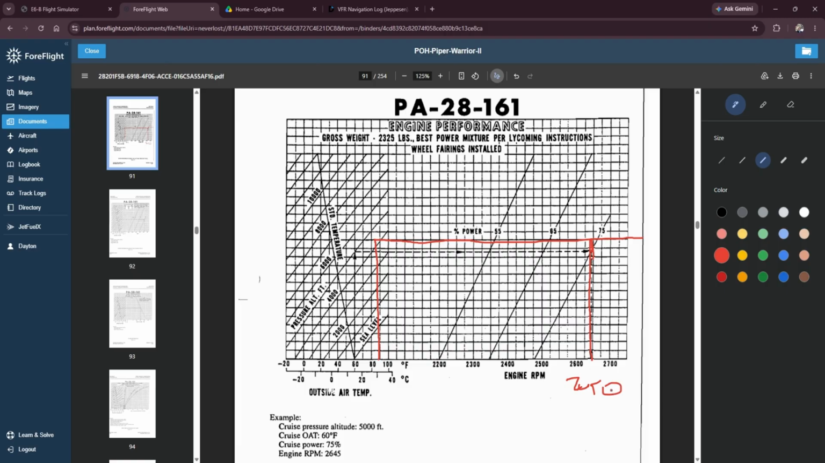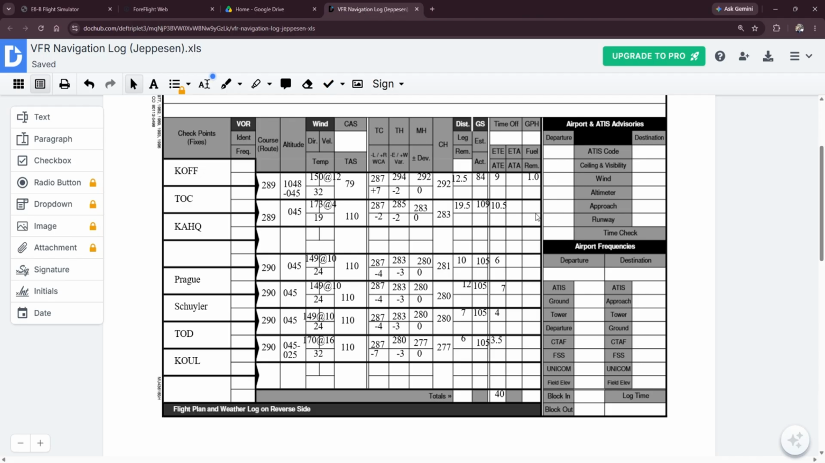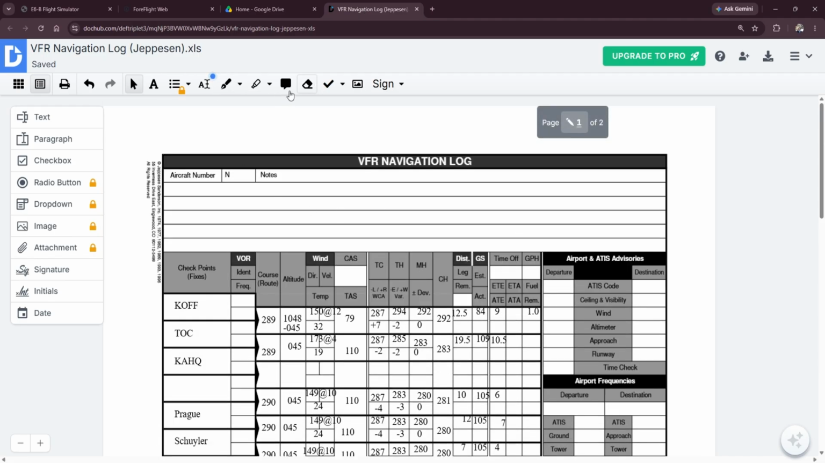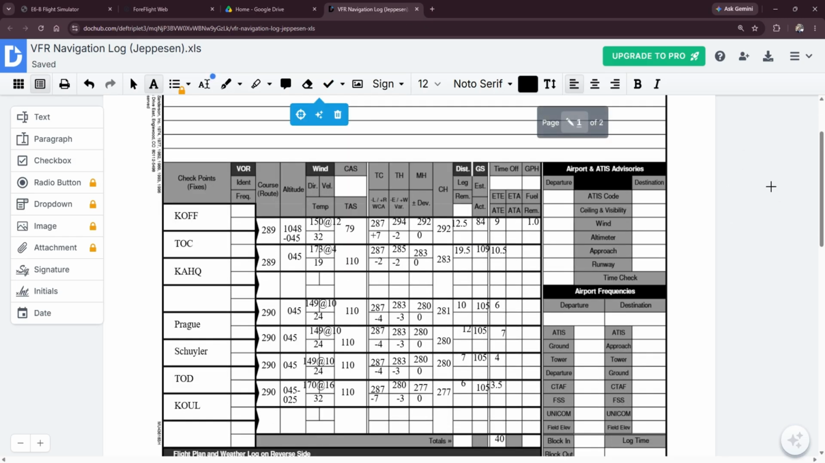So I'll just say 2650. That's horribly drawn. But knowing that you're set, what you could do is come up here and type it, right? Notes: 2650 RPM. And that's what your cruise setting is going to be at 70% power. So we have figured that out.